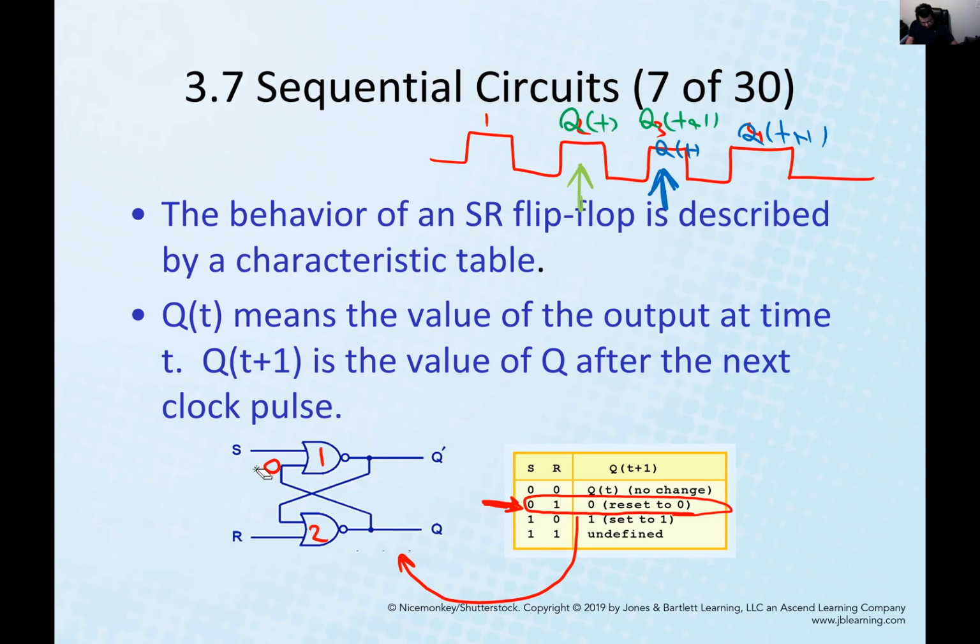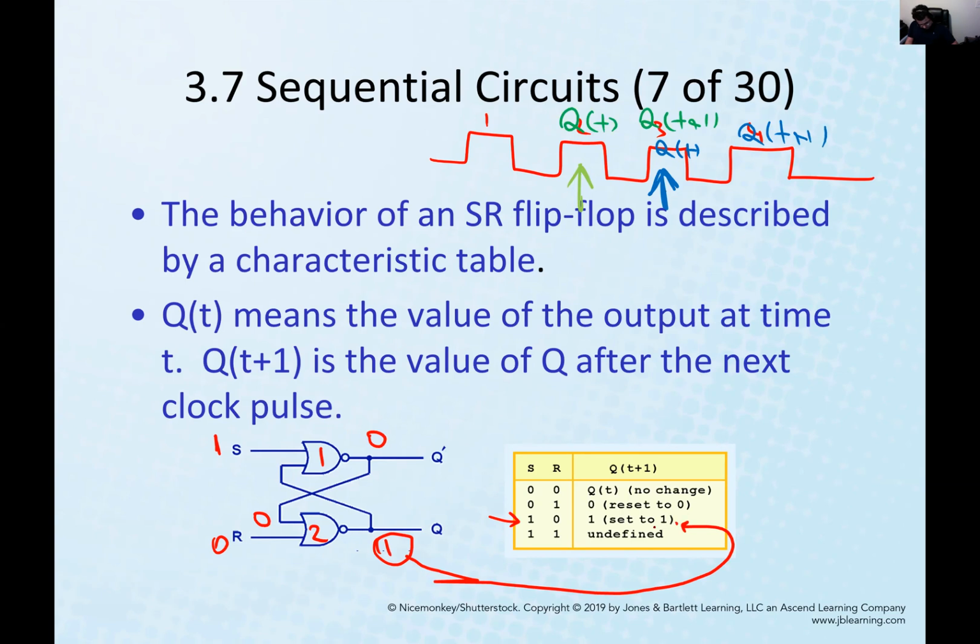Let's say we want to determine the third row value. If S is 1 and R is 0, of course the output of gate 1 is 0, the second input of gate 2 is 0, and the output of gate 2 is 1. So what is Q? Q is 1, and it's shown here. Okay, the Q is set to 1.